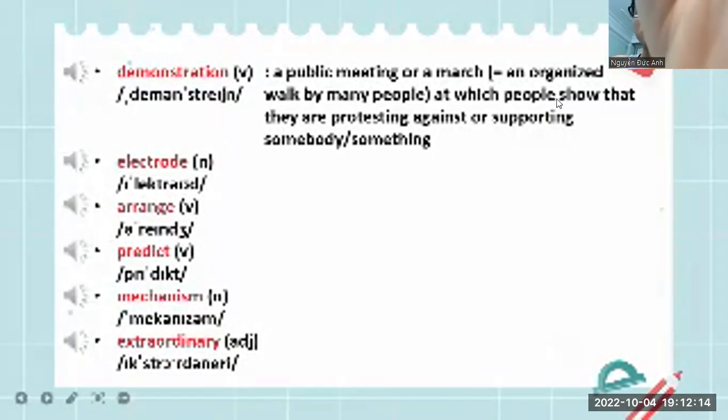Hello, Anne. Can you hear me? Okay, I hear you. I want you to read the meaning of demonstration. A public meeting or march, an organized walk by many people, at which people show that they are protesting against or supporting somebody. Okay, so do you understand what is demonstration? What is demonstration without reading the meaning? Demonstration, lecture.